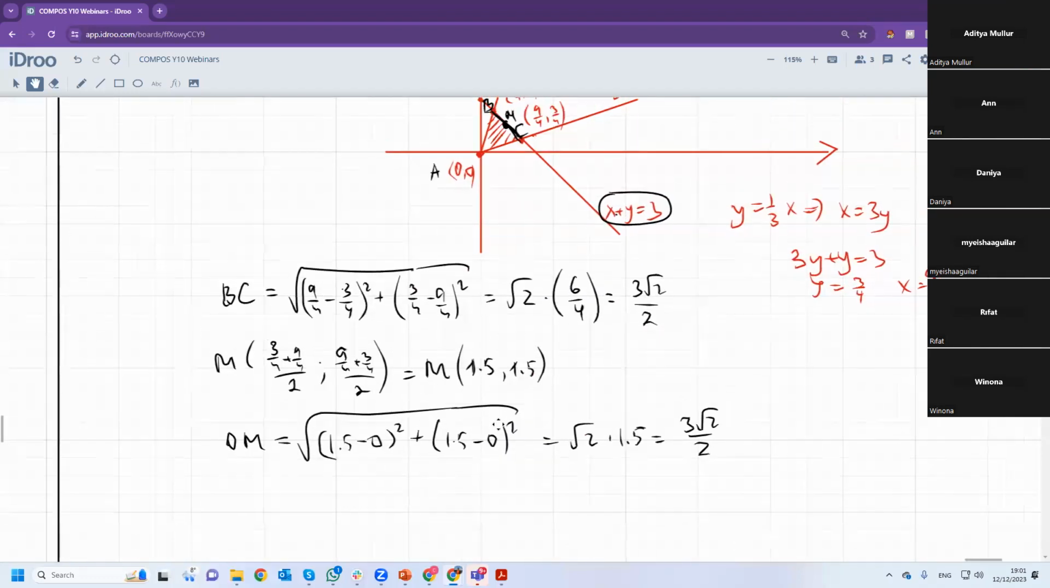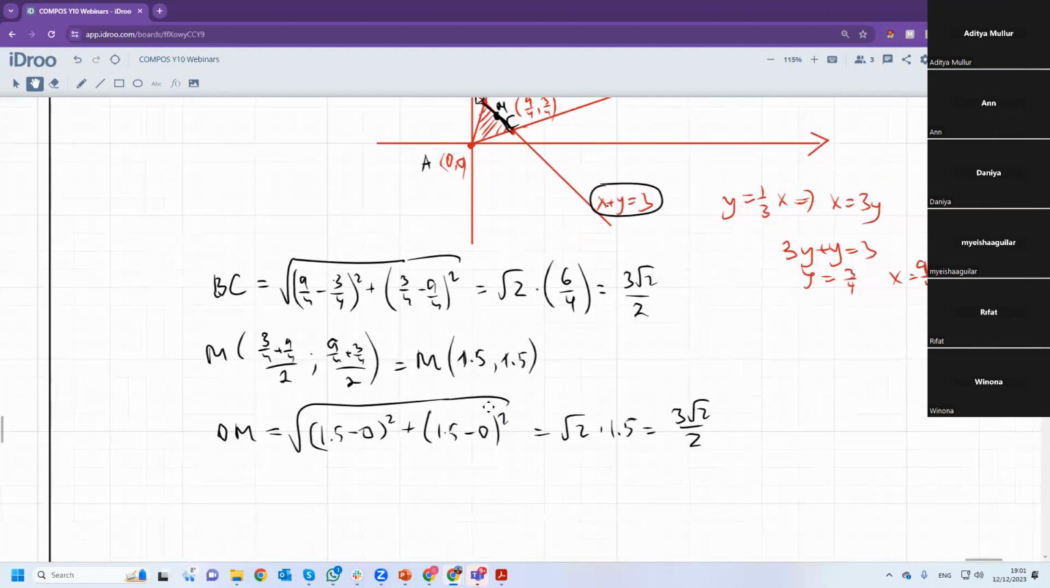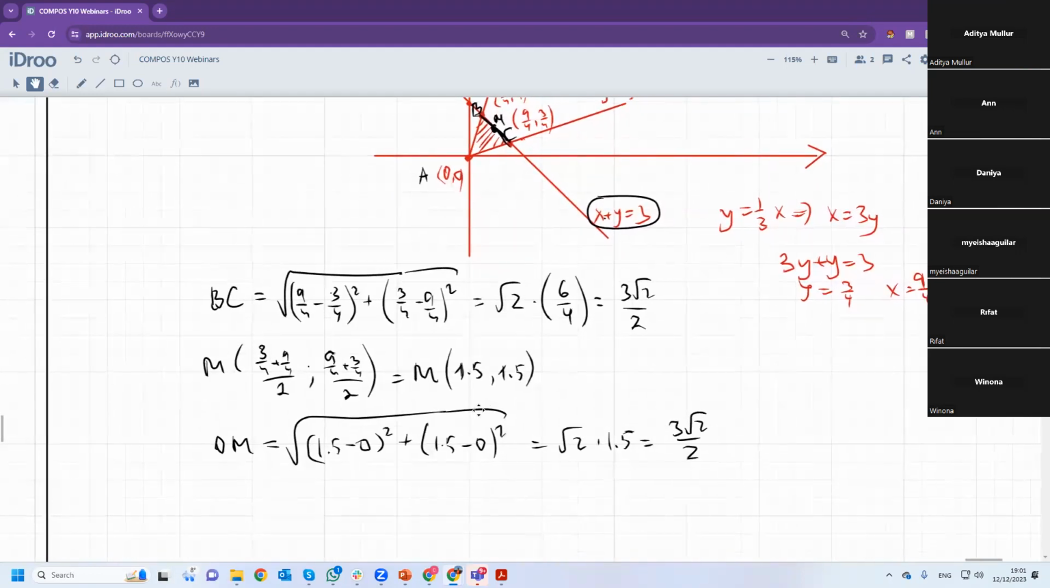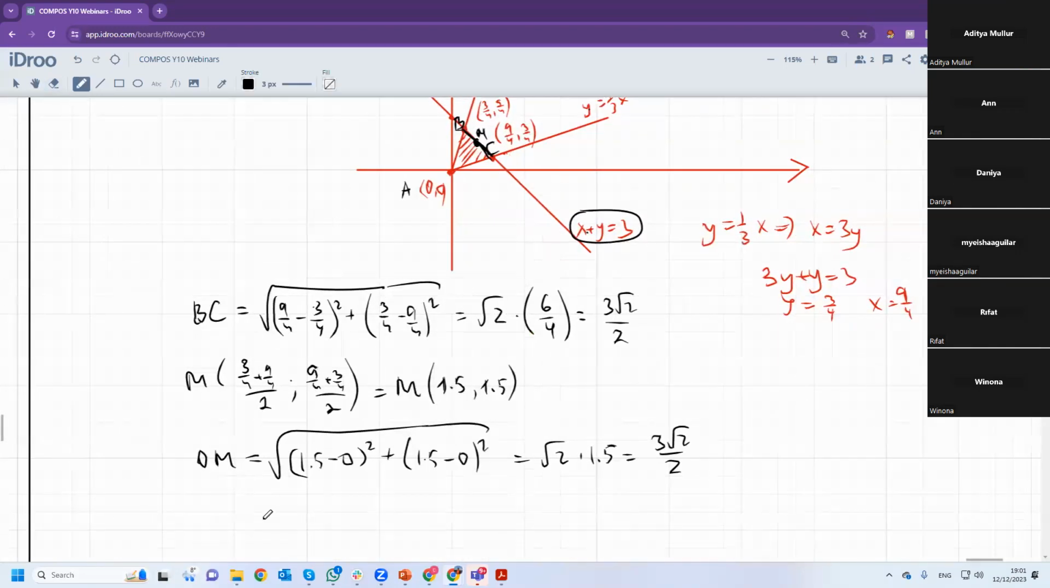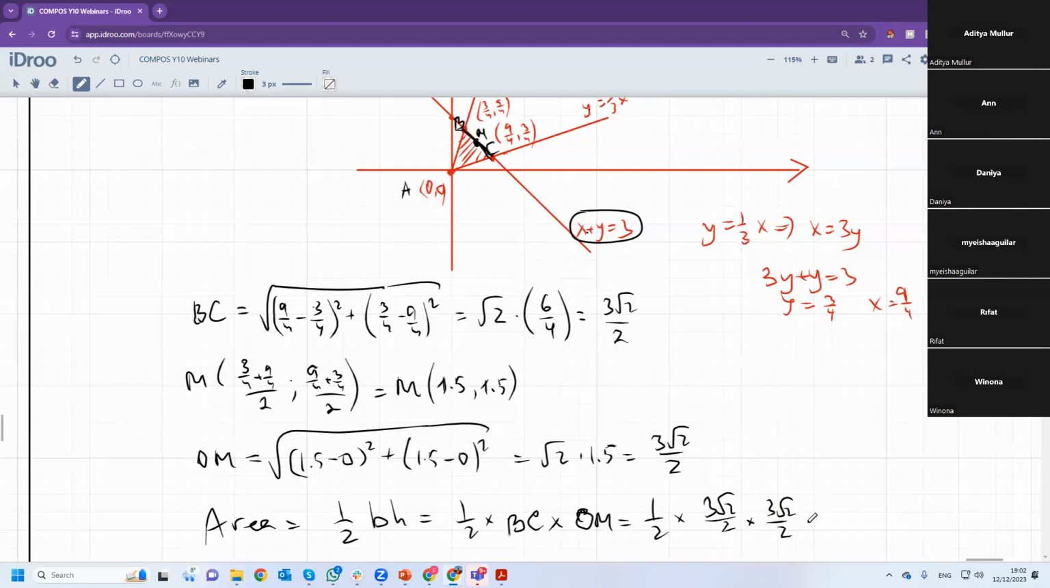Okay, so we found OM, 3 square roots of 2 over 2, and we found BC, which is 3 square roots of 2 over 2, and we find the area. Area is 1/2 base times height, which is 1/2 multiplied by base, BC, multiplied by height, OM. So 1/2 multiplied by 3 square root of 2 over 2 multiplied by 3 square root of 2 over 2, which is 2 cancel 3, 9 over 4. 9 over 4. And that's the answer.